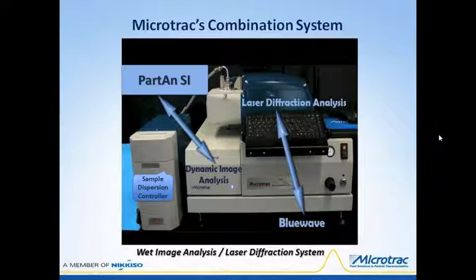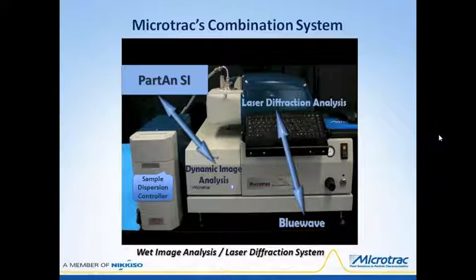In this photo of Microtrac's combination image analysis laser diffraction system, the PartAn size image SI unit is shown nested to the left of the Bluewave laser diffraction unit. The sample dispersion controller in the lower left pumps the sample through the sample cell to the image analyzer and then upwards through the sample cell of the laser diffraction unit. So both the image analysis and the laser diffraction measurements are made on the same sample simultaneously for direct comparison purposes, and it saves manpower.